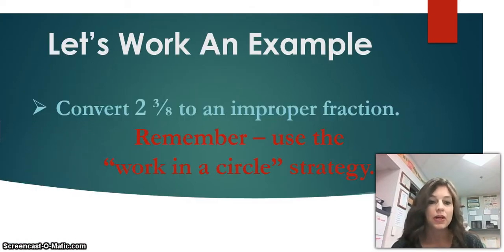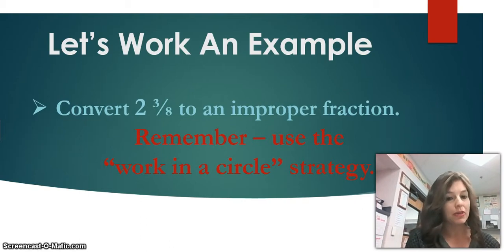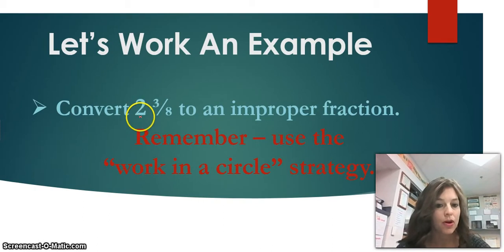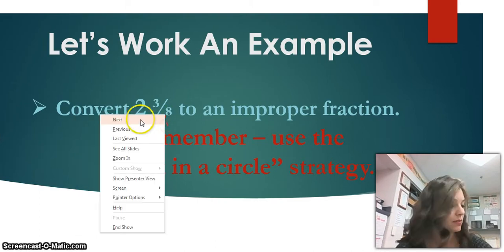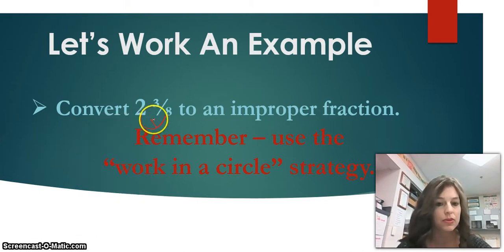Let's work on an example. Convert 2 3/8 to an improper fraction. Remember to use the work in a circle strategy. What this means is that we're going to start with the whole number, multiply by the denominator, and then add the numerator. So 2 times 8 is 16, plus 3 is 19.